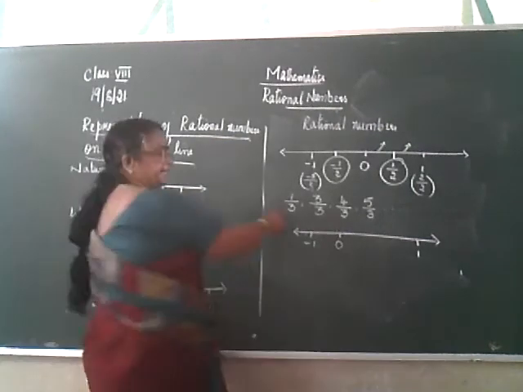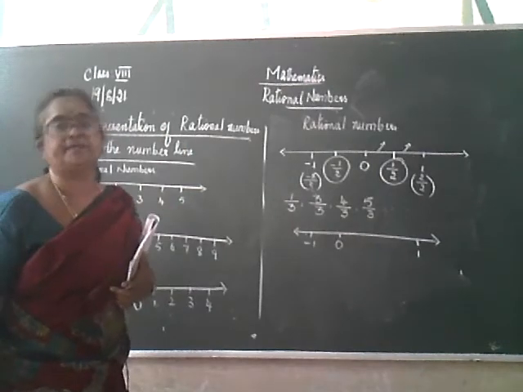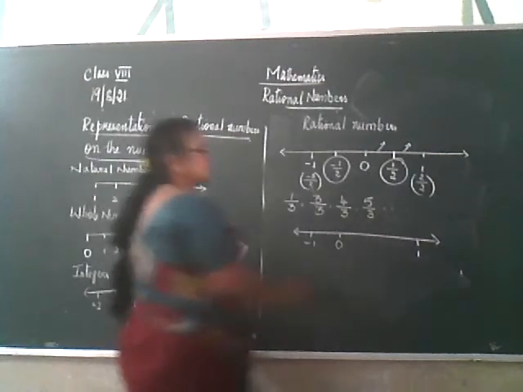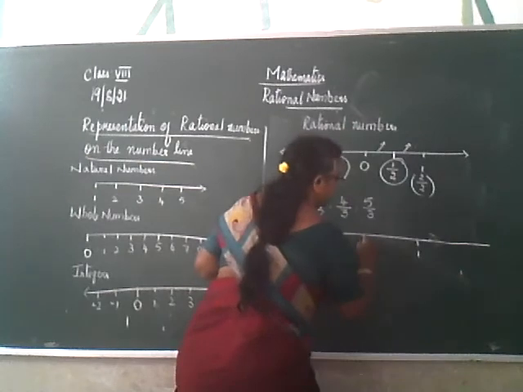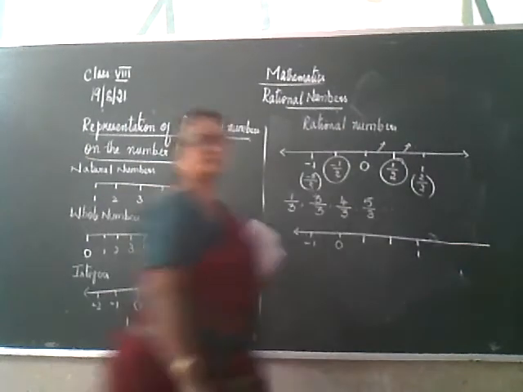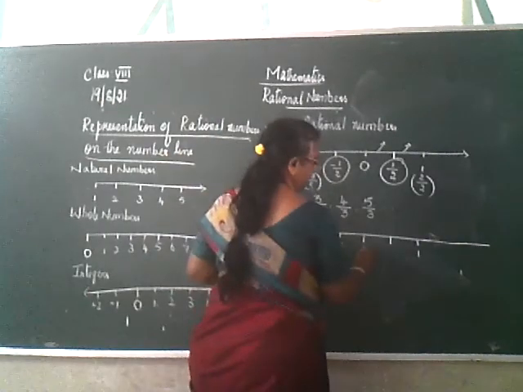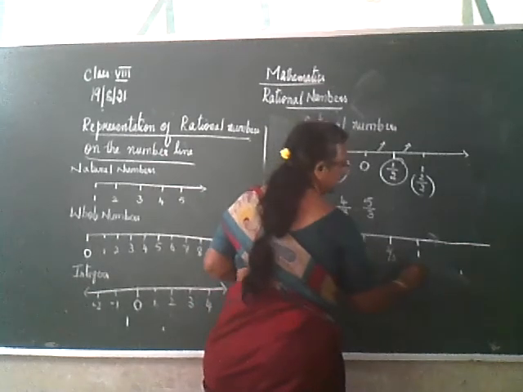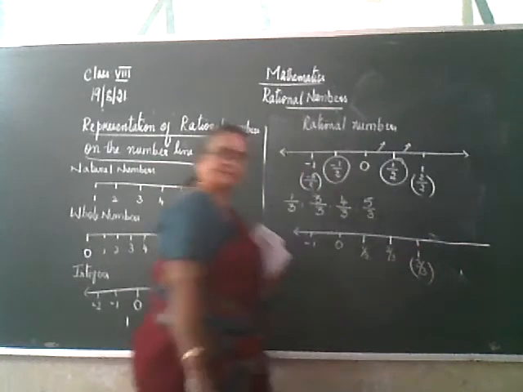First you see it is divided into 3 equal parts. See the denominator. It is divided into 3 equal parts. So between 0 and 1, you divide into 3 equal parts. Okay? So the first part will be 1 by 3, second part will be 2 by 3, and the third part will be 3 by 3, which is equal to 1.